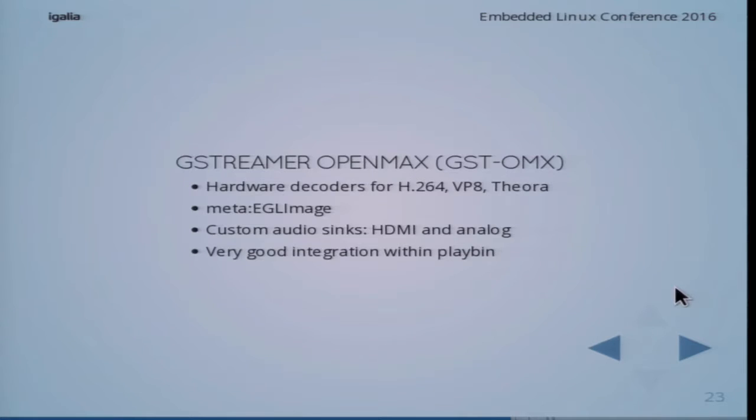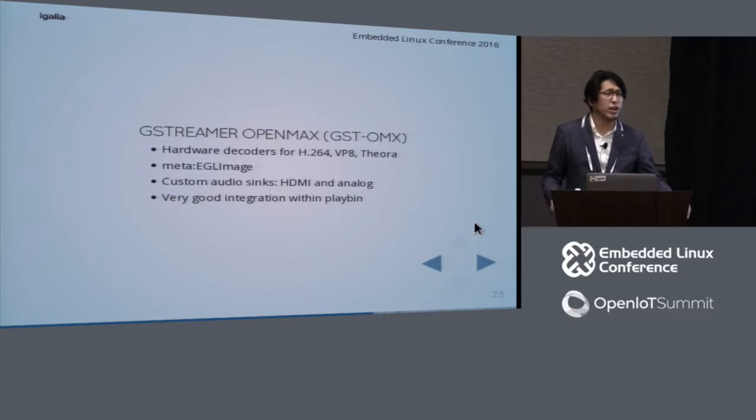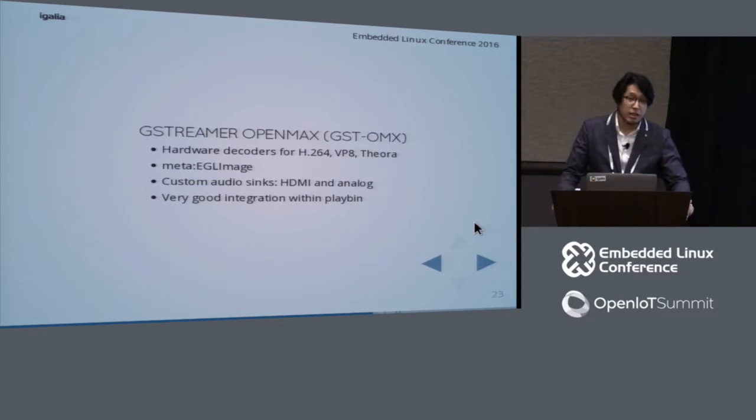And there is OpenMAX. So it is a GStreamer OpenMAX plugin. Luckily, the Raspberry Pi supports OpenMAX video decoding specifications. So they can decode H.264 and other codecs using their hardware decoding hardware, using the EGL images. It's quite well integrated, so we can use that quite easily.